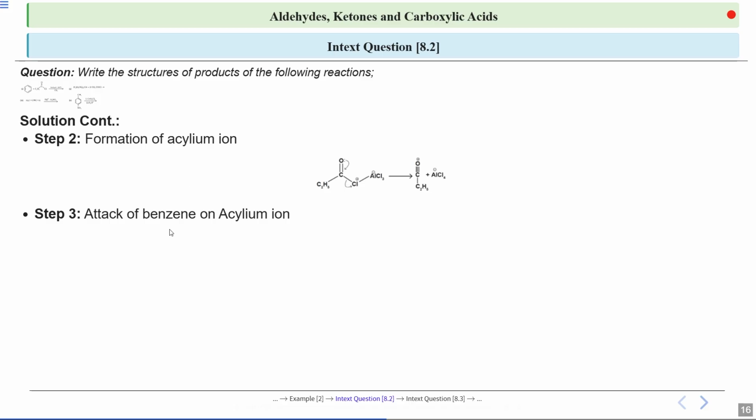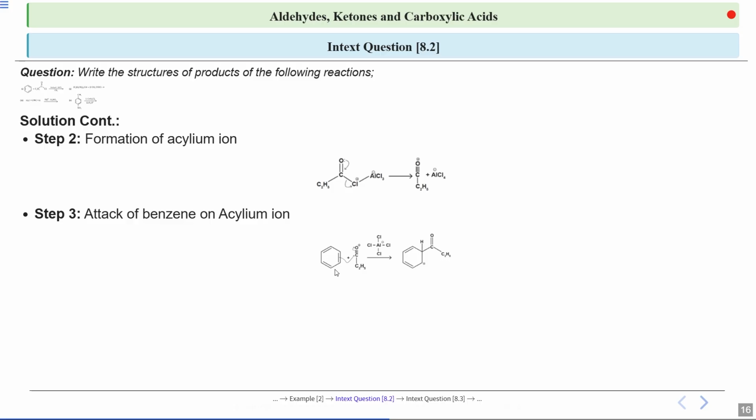Step 3 is the attack of benzene on the acylium ion. If you look at this particular image, you will see that this benzene attacks this acylium ion. This is an example of an electrophilic aromatic substitution, where an electron-rich benzene attacks the electron deficient acylium ion. The acylium ion is electron deficient, acting as an electrophile over here. So this electron-rich benzene attacks this acylium ion.